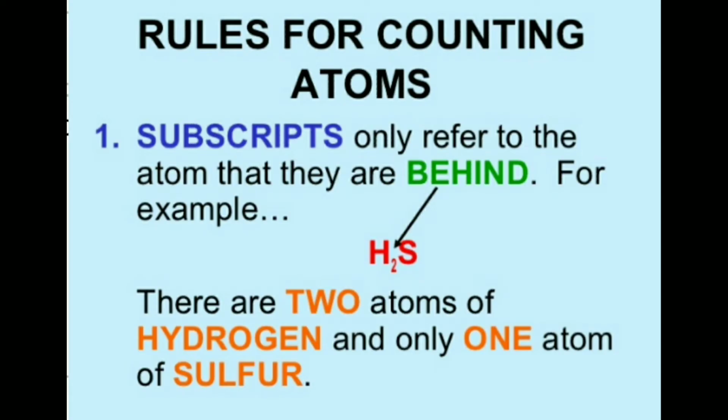In order to calculate the gram formula mass of a substance, it is important you remember how to interpret chemical formulas. The first part of a chemical formula we will discuss are subscripts. Subscripts are the lowered numbers that go behind an atom. In this example, we have 2 hydrogen and only 1 sulfur. If no numeric subscript is given, it is understood to be 1.